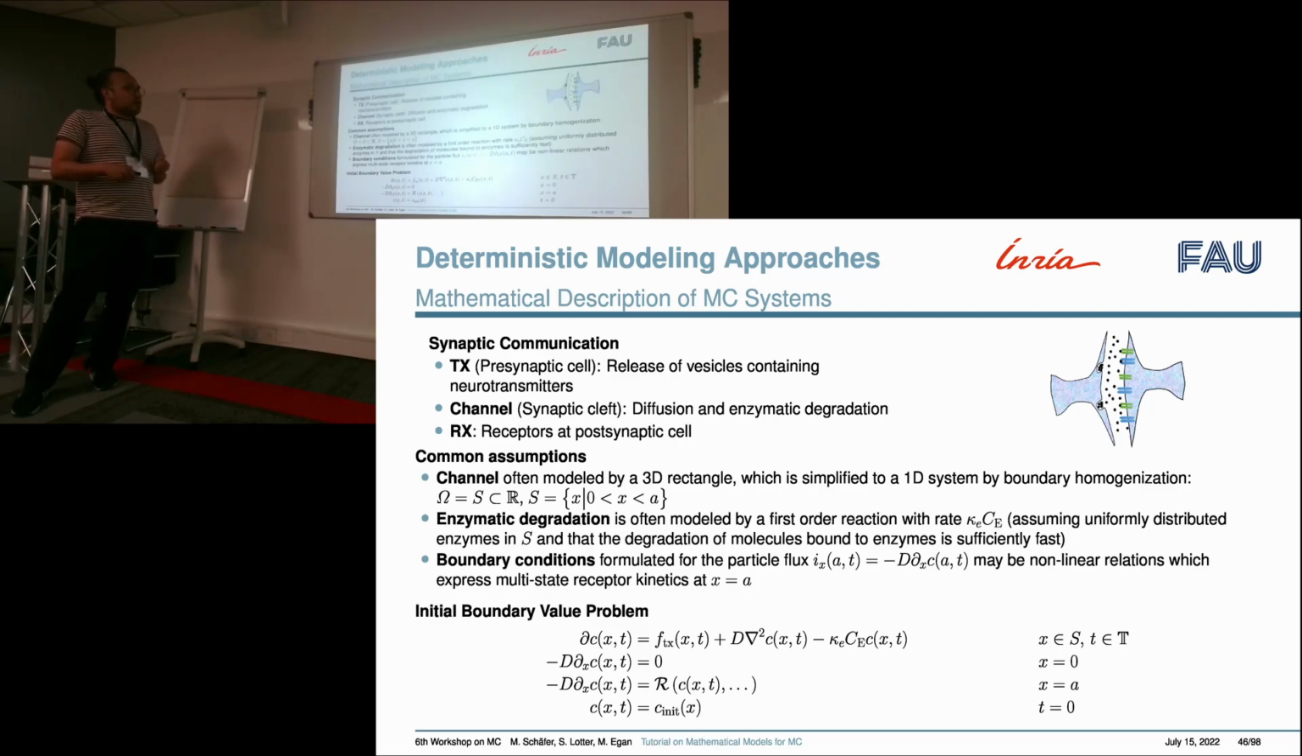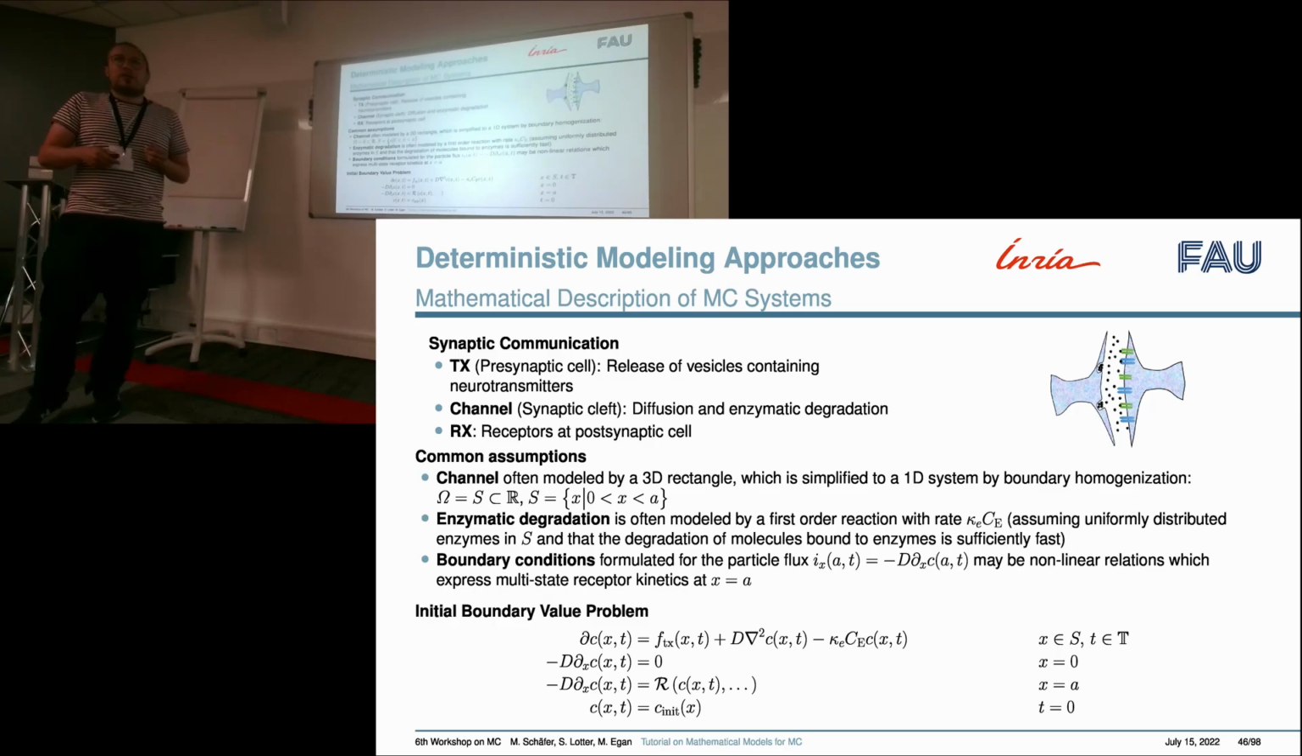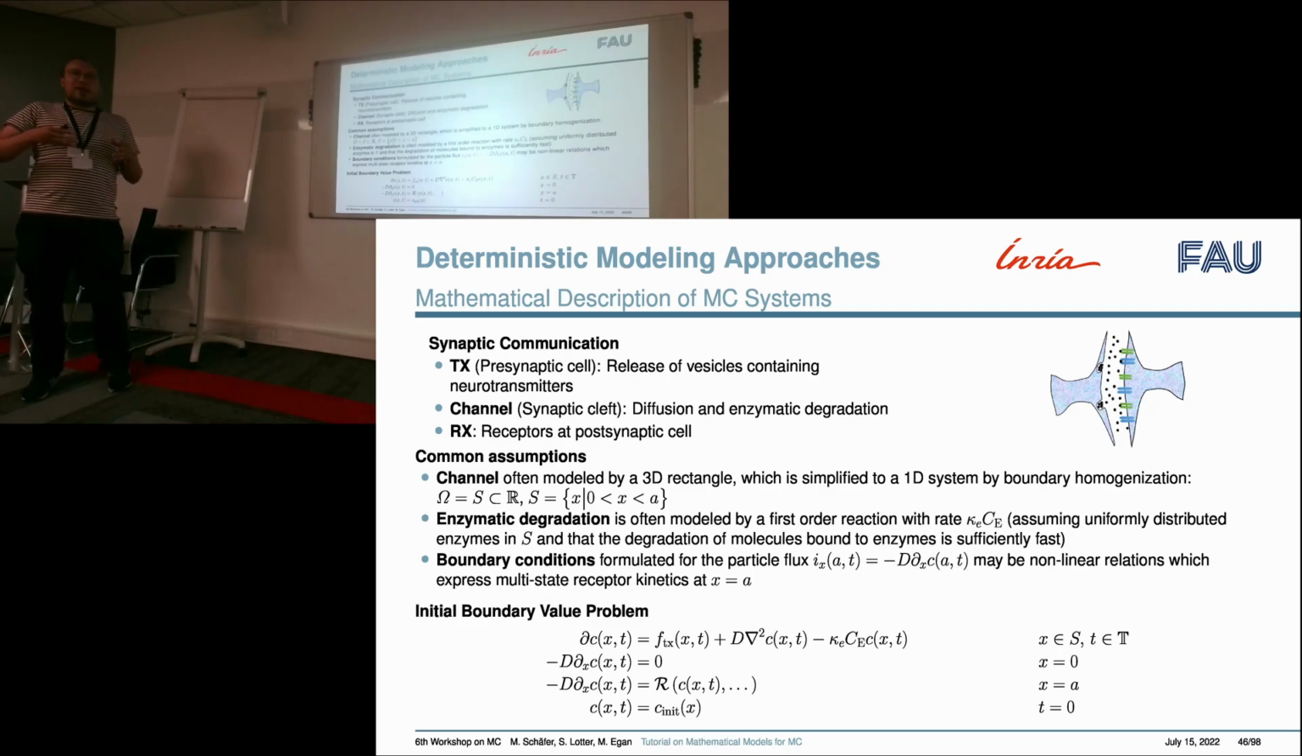And then the boundary conditions are the most complicated thing in this system, because they are formulated for the particle flux, and they now have to contain the reception mechanism of these receptors. So this may lead to very complicated and nonlinear boundary conditions at the right boundary of this system. That is why I've just written the boundary conditions here as some function of the concentration, because I don't want to formulate it out on the slides here.